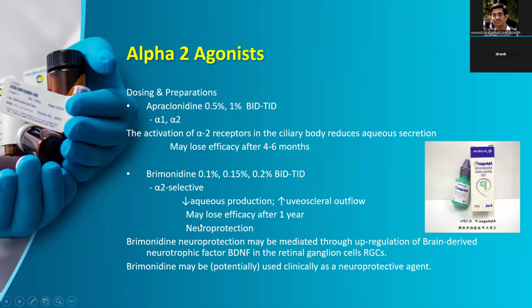How does it provide neuroprotection? It causes upregulation of BDNF, that is brain-derived neurotrophic factor, which is present in the retinal ganglion cells. Because of this, it has an additional action of neuroprotection. It can be used as a neuroprotective agent also. So amongst apraclonidine and brimonidine, brimonidine is better because of its alpha-2 selective action as well as its action on the uveoscleral outflow.